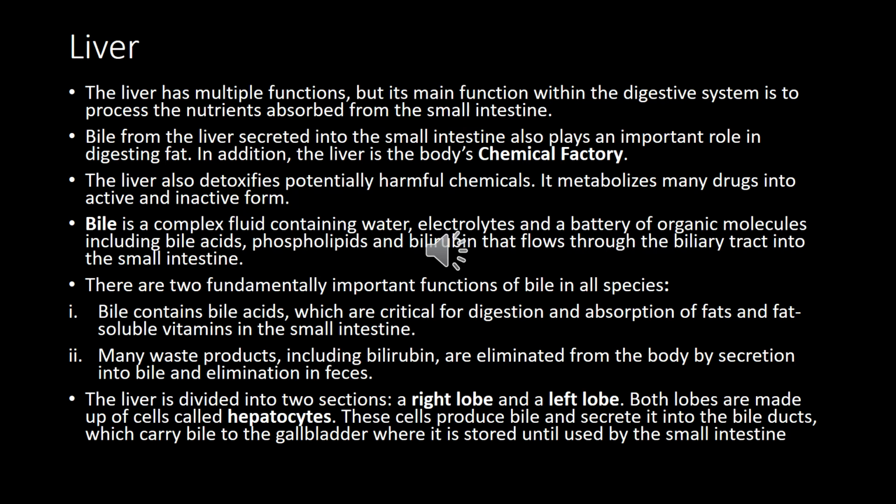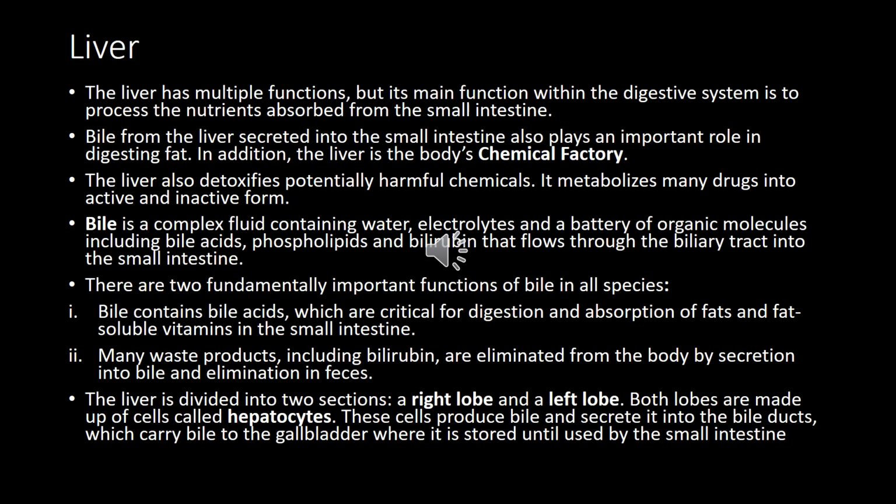Bile contains the bile acids, which are critical for digestion and absorption of the fats and the fat soluble vitamins in the small intestine. Basically, it's working on the fatty content of the food. And the many waste products, which include the bilirubin, are eliminated from the body by excretion into the bile and elimination into the feces. The liver is divided into two sections, the right lobe and the left lobe. If you have ever seen the diagrammatic representation of the liver, there you can easily appreciate the two lobes of the liver.